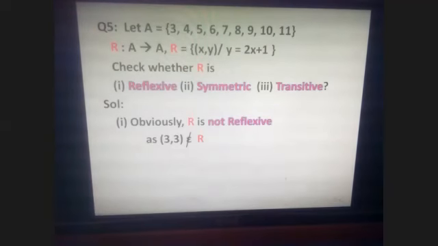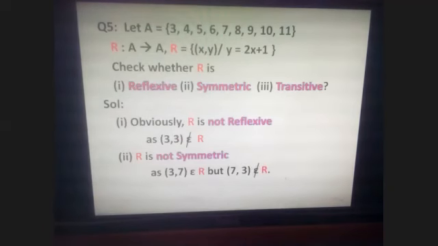What about symmetry? We have seen 3, 7 is a member. Is 7, 3 a member? When x is 7, can y be 3? It cannot be. It is not symmetric because 3, 7 is a member, but 7, 3 is not a member. But now my question is, what about transitivity?